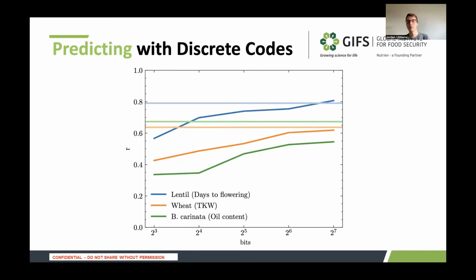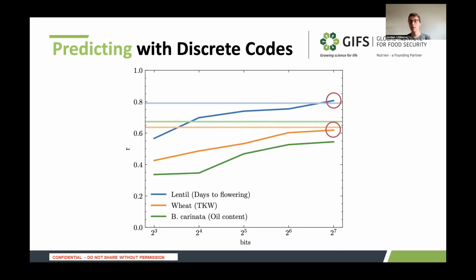Taking a look at some different data sets, we have lentil, wheat, and Brassica carinata, and then we have corresponding to those the performance of GBLUP in Pearson correlation represented as the light-colored line. And then again, we have the bit depth of representation on the x-axis. So you see that with the lentil and wheat, we're matching the performance of using the full data set using only 128 bits of information.